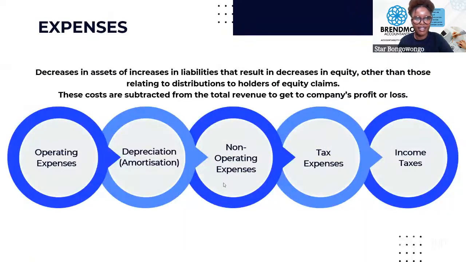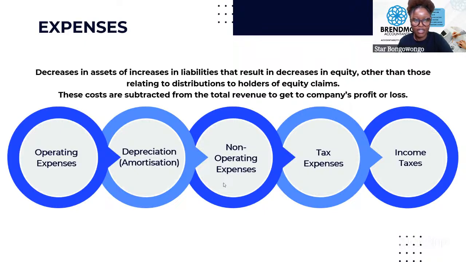Okay, and then the other line item that we're going to look at in the income statement are the expenses. So expenses are a decrease in assets, also increases in liabilities that result in decrease in equity, other than those relating to distribution to holders of claims. So these costs are subtracted from the total revenue to get to the company's profit or loss.